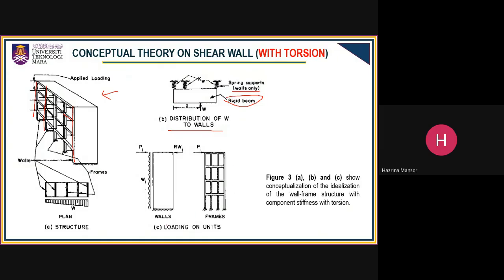And figure C idealizes the load acting on the structure. For the wall system, you can see you have Pi acting, which is the point load acting only on the top of the structure, whereby Rwi is the resistance load that stops the structural wall from moving. And this is the Pi acting at the top of the frame structure system.